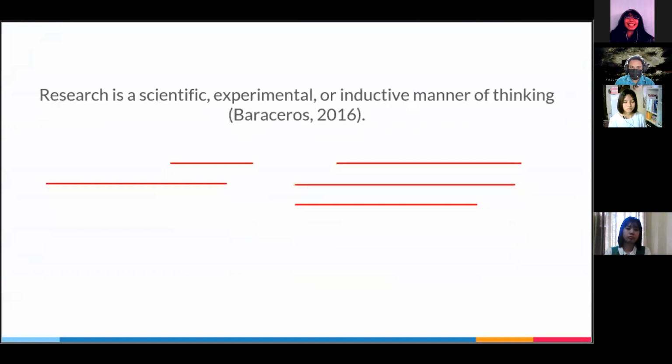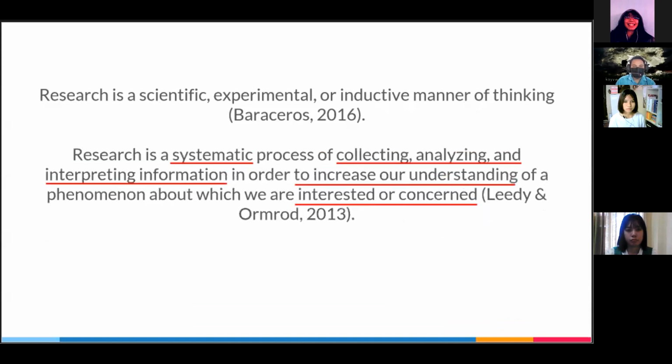All right. Now we will be defining research. Okay, according to Baraceros 2016, research is a scientific, experimental, or inductive manner of thinking. According to Leedy and Ormrod of 2013, research is a systematic process of collecting, analyzing, and interpreting information in order to increase our understanding of a phenomenon about which we are interested or concerned. So kindly be familiar with those names.